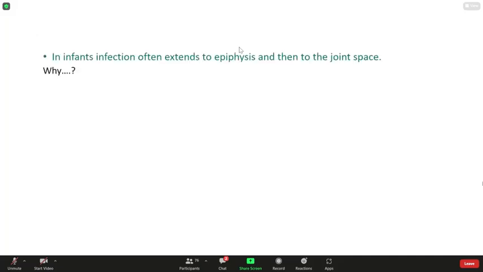Okay. So, again, an important question. In infants, infection often extends to the epiphysis and then to the joint space. Can someone tell why it is? What's the reason for that? I explained that one. Because the metaphyseal arteries have access to the epiphysis. Yes. So vessels penetrate the growth plate from the metaphysis into the epiphysis.